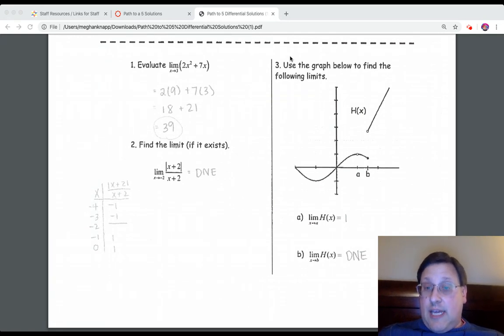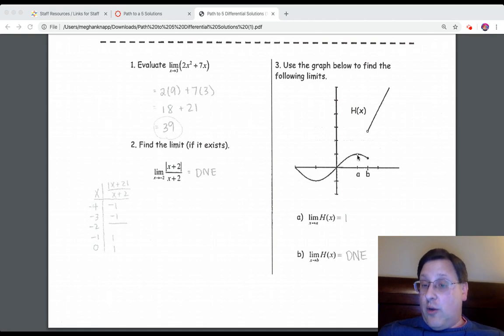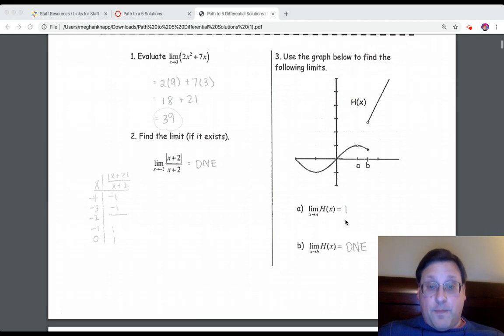Similarly, if you look at number 3, at B, we have a sudden jump. That's a problem for limits. There is no single value the function approaches. That's why it does not exist at B. At A, we don't have that sudden jump. We're approaching the hole from either side. So the value of the hole at 1 is the value of the limit. We don't have a problem there.